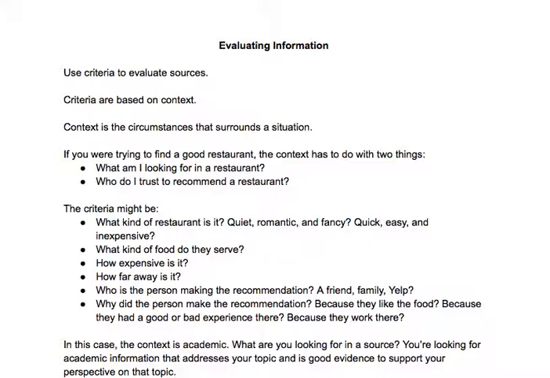Who is the person making the recommendation? A friend, family, Yelp? Why did the person make the recommendation? Because they like the food? Because they had a good or bad experience there? Because they work there?